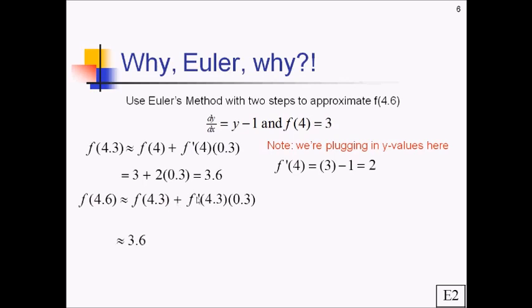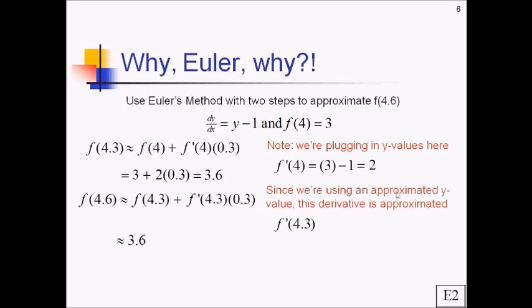And now for f prime of 4.3, this one we're actually going to have to approximate, because this, remember, takes y values, and we don't have the exact y value at 4.3, so we're going to use 3.6. Since we're using an approximated y value in our derivative, this derivative itself is now going to be approximated. So this is going to be approximately 3.6 minus 1, which is 2.6. So that gets plugged back in here, 2.6 times 0.3.